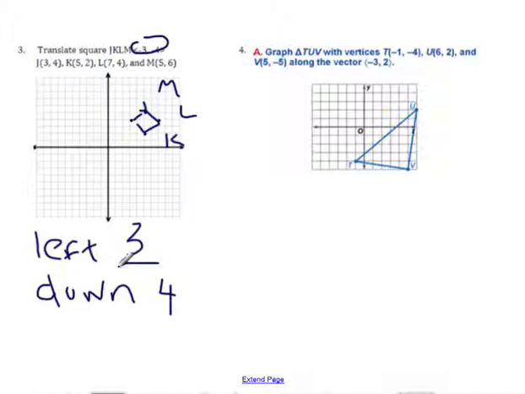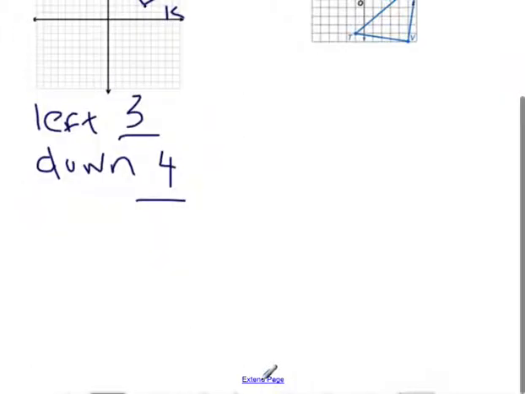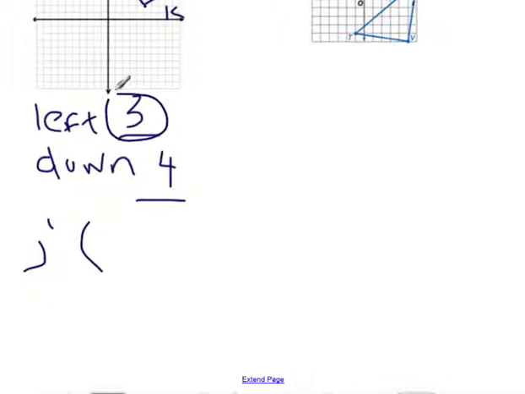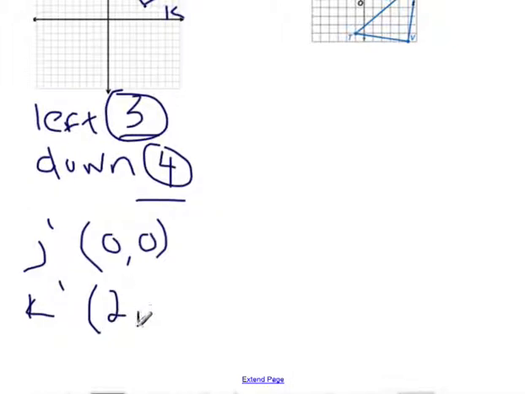So now I need to go left 3 and down 4 for each one. So if I'm looking at J, J has the point 3, 4. So J prime, first thing I need to do is subtract 3. That's going to give me 0. Then subtract 4. That's going to give me 0. So I'm at 0, 0 for J prime. For K prime, K was originally 5, so I need to subtract 3, and that's going to give me 2. And our y-coordinate was 2, so when we subtract 4, we get negative 2.